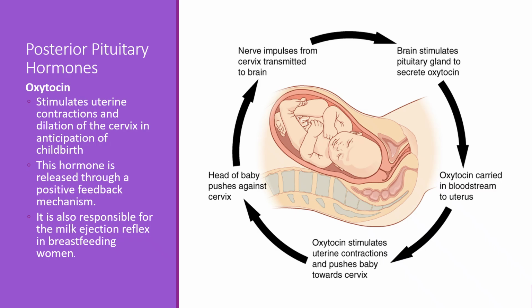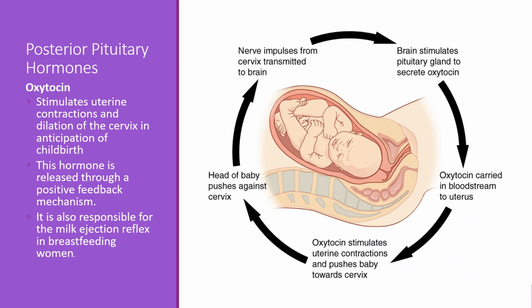Oxytocin is the one most people know about, right? It stimulates uterine contraction and dilation of the cervix during the process of childbirth. This hormone is released through a positive feedback mechanism. So this is one of the two that we talk about that is responsible for doing its job through positive feedback. It also is responsible for milk ejection that reflects in breastfeeding moms.